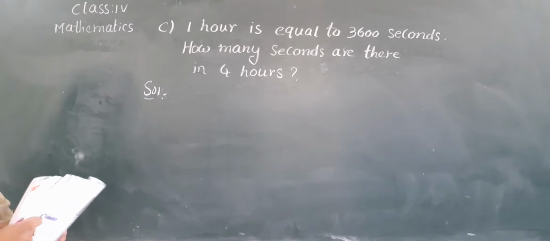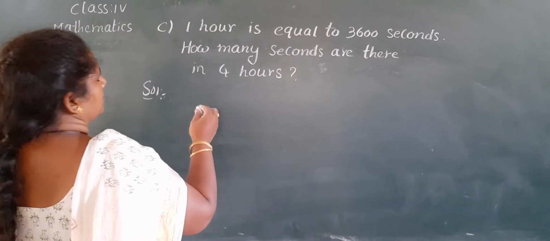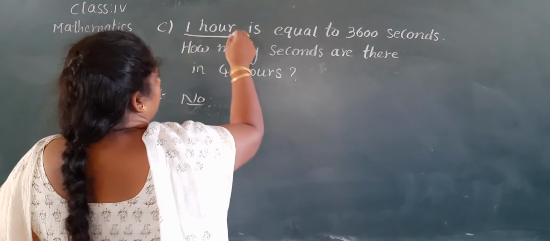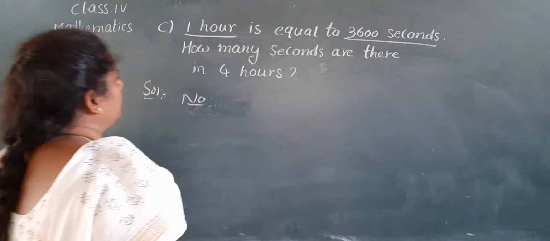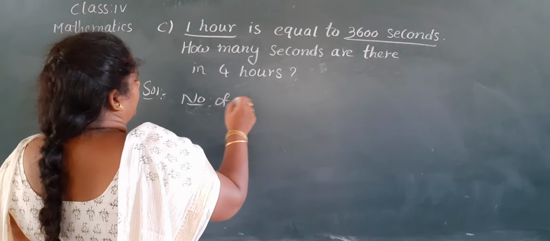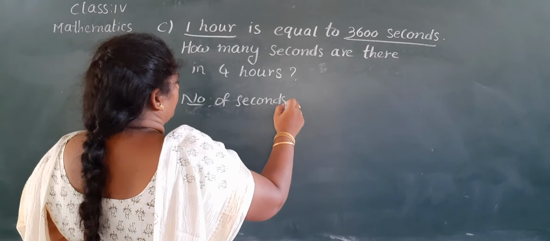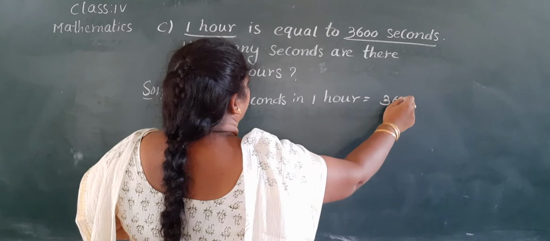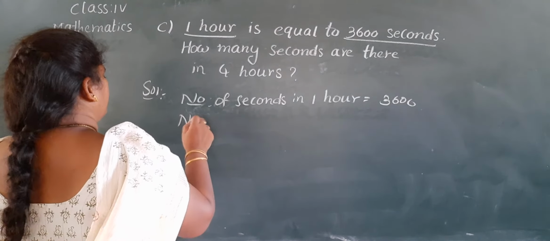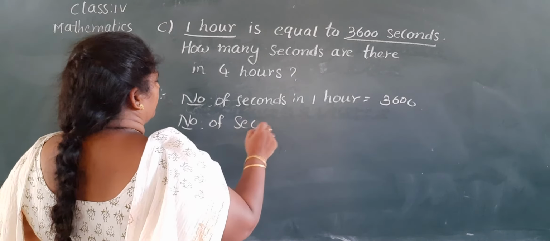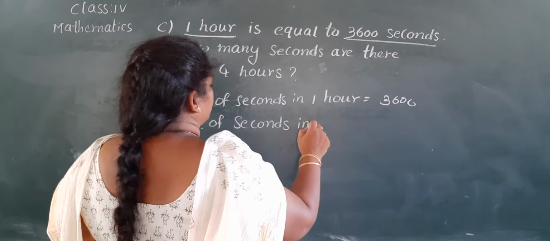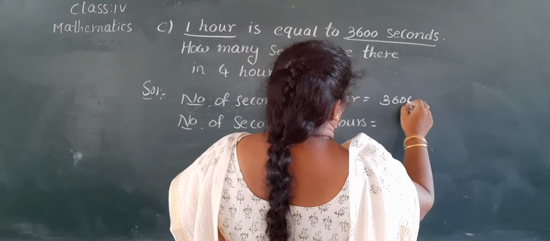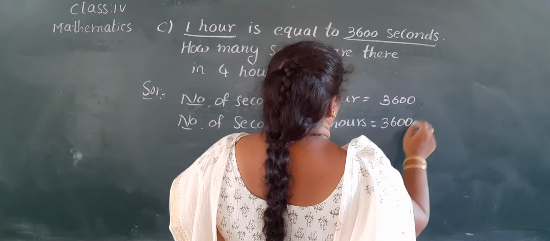So 1 hour is equal to 3600, Nana. 1 hour, so number of seconds in 1 hour is 3600 seconds. So number of seconds in 4 hours, so 3600 into 4.